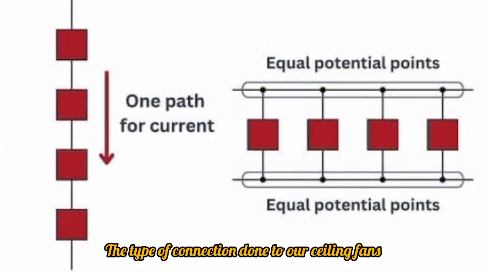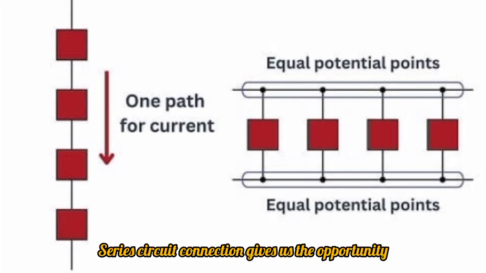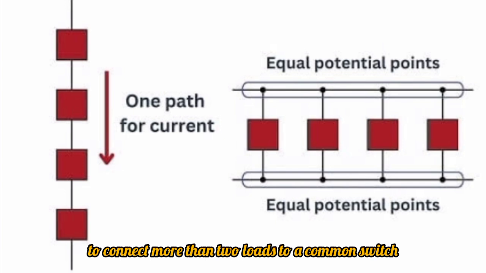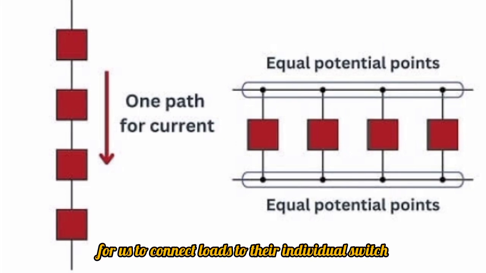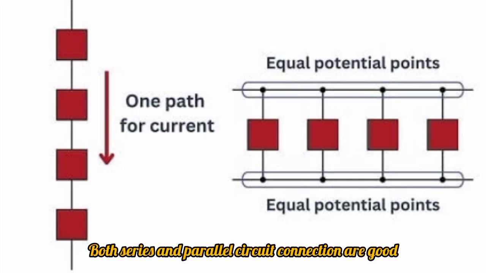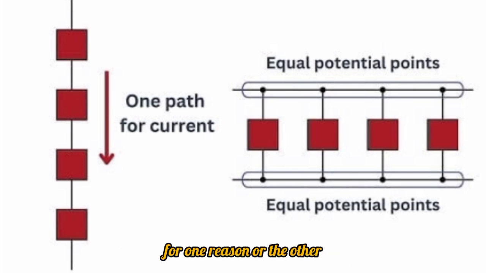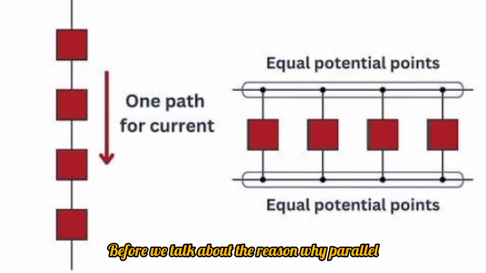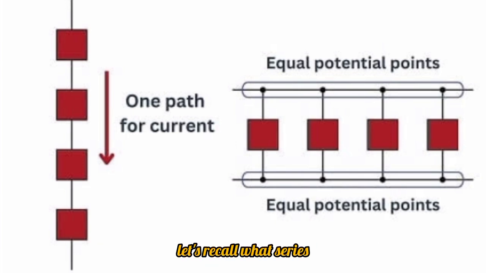The type of connection done to our ceiling fans and electric bulbs will determine if they will have a common switch or not. Series circuit connection gives us the opportunity to connect more than two loads to a common switch. Street lights are a very good example of this. Parallel circuit connection makes it possible for us to connect loads to their individual switches. Both series and parallel circuit connection are good, but one is mostly preferred over the other for one reason or the other. Before we talk about the reason why parallel circuit connection is preferred over series connection, let's recall what series and parallel connections are first.